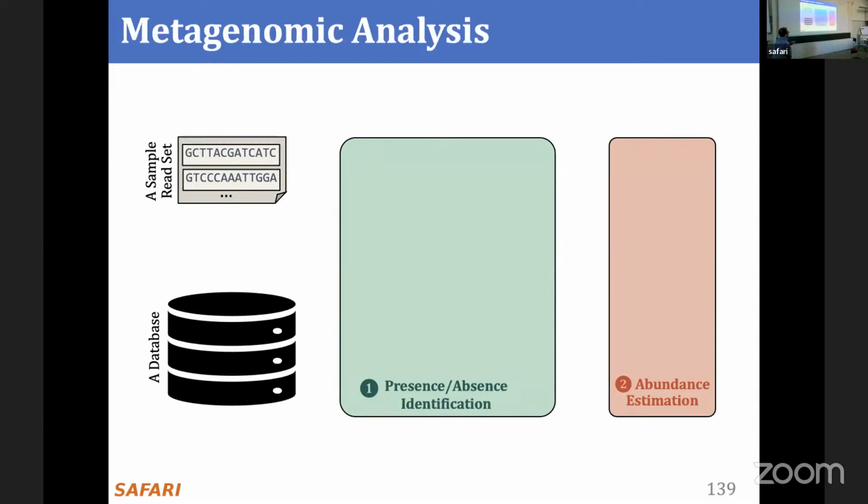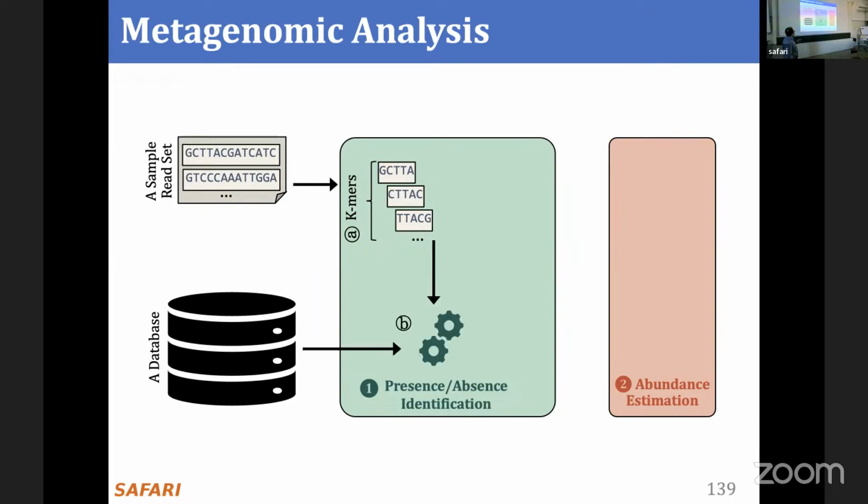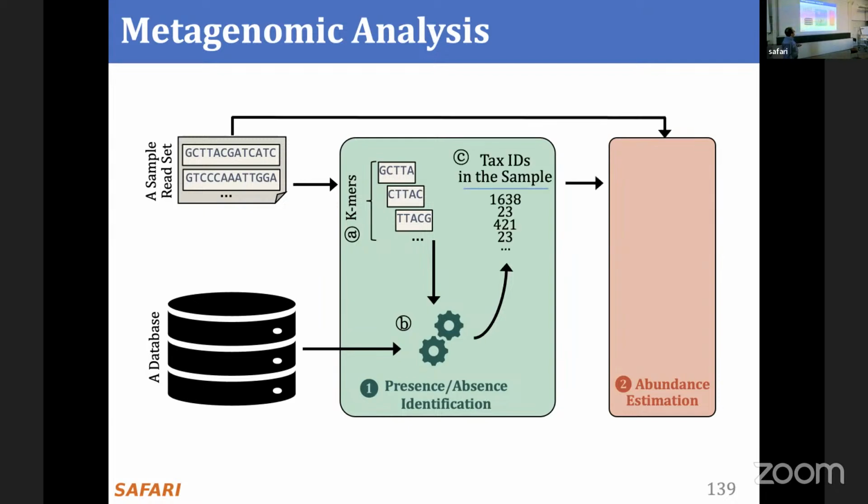So this is another figure of metagenomic analysis. These are the sample reads that we have, and we extract some k-mers from them. I'm not going over these details, and I think you also have some understanding of k-mers from the genomics lectures that John presented. So basically, we need to search or query these k-mers in the database that we have, and then we do presence and absence identification. And then we basically provide these tax IDs in the sample, and then we have this abundance estimation. That's the whole process of metagenomics.